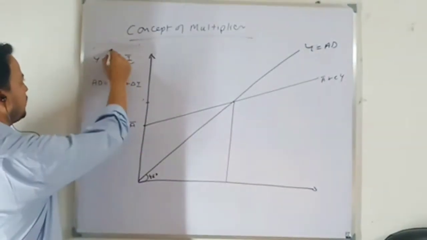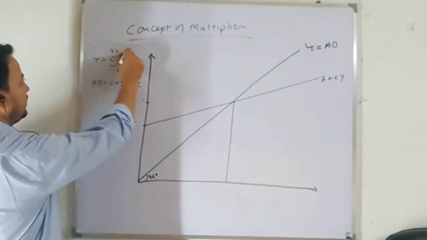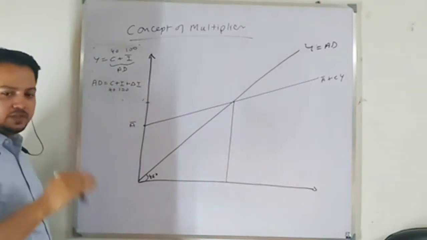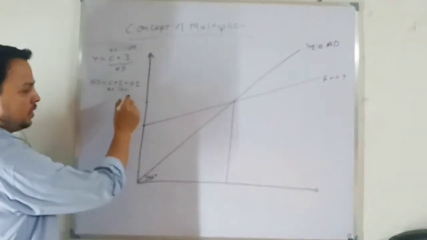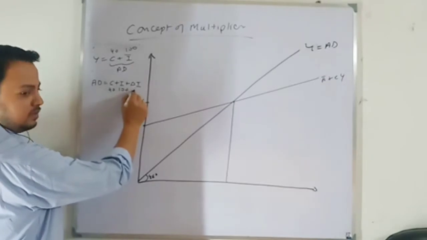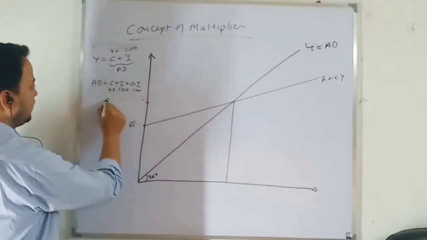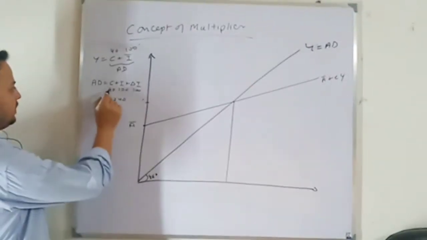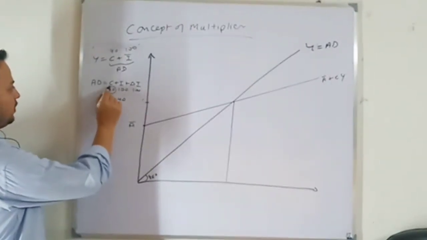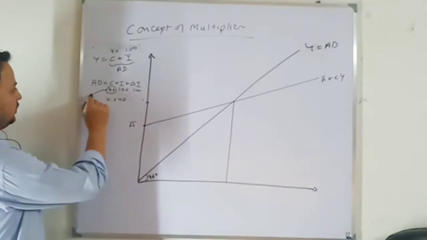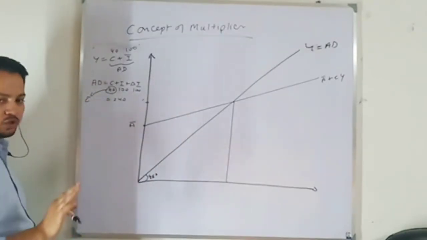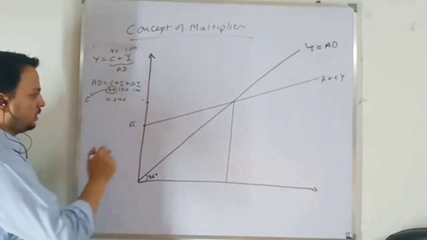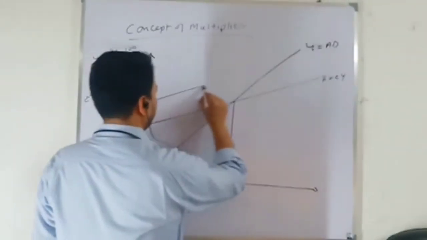Here suppose this is 40 and this is 100. My autonomous investment increases by 100. Now it's 200. So change in investment is how much? 100. Now this is 240. This 40 is C bar. Remember, not total consumption. This is C bar. I'm not talking about CY. CY will be the same because MPC is the same. So this will be your curve.